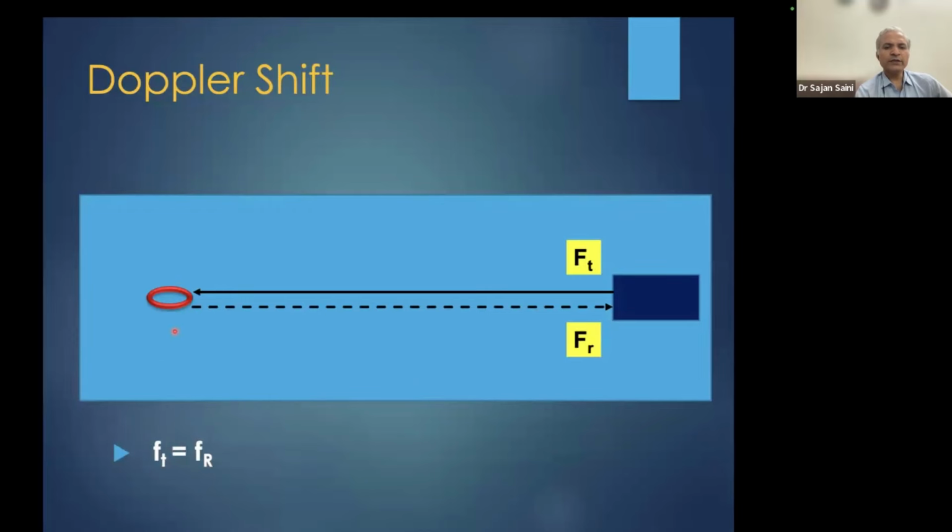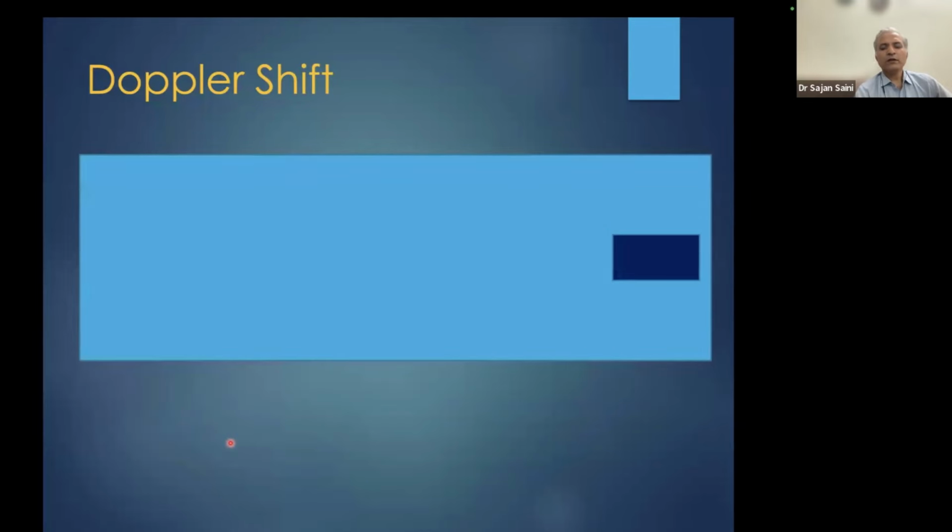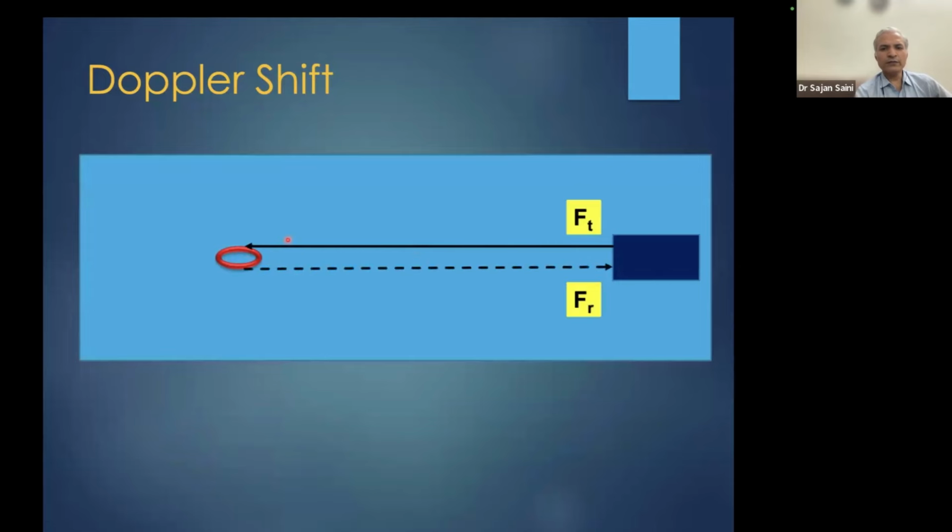If this object is stationary, the transmitted frequency is equal to the frequency which has returned after hitting this object. So FT is equal to FR. In another example, this object was moving, and now the transmitted frequency has hit this object and it has returned. Now, what do you think? Should the frequency which has returned be equal to the transmitted frequency or not?